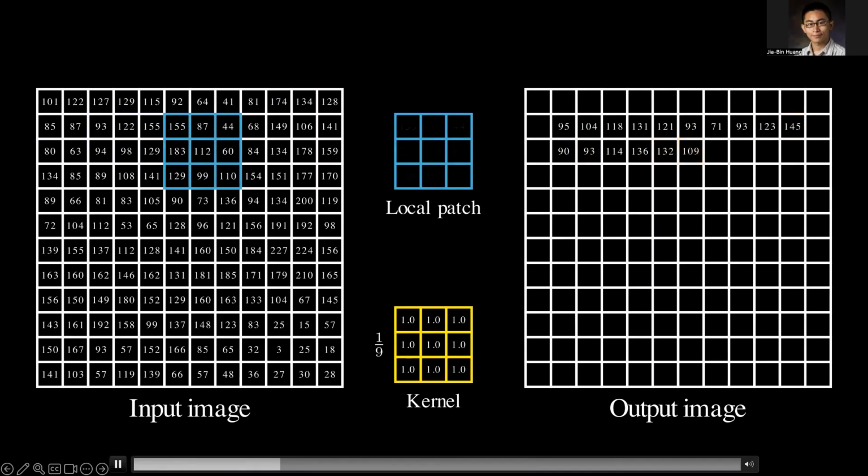Kernel size could be any size. Here I'm showing 3 by 3, but it could be 5 by 5, 7 by 7. But usually you want them to be odd numbers. Otherwise, you will have a shift.